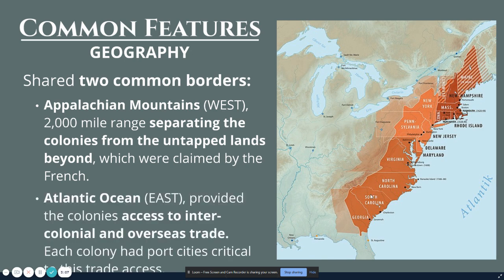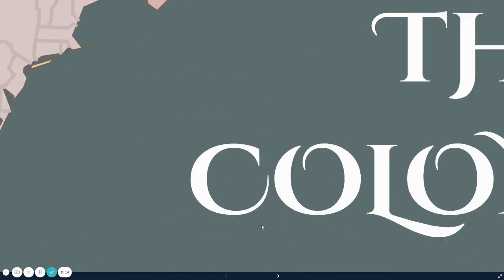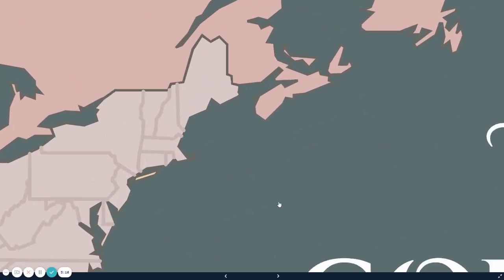Also, as we discussed, the Atlantic Ocean is going to be providing those colonies that really critical access to colonial trade.